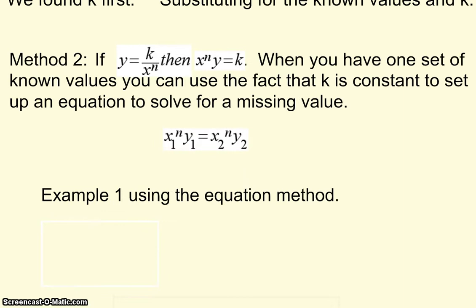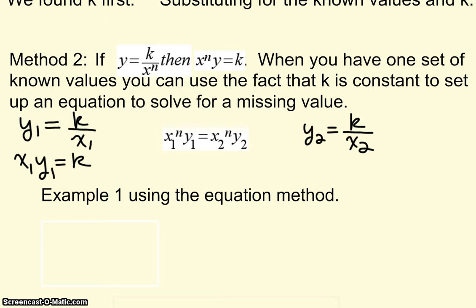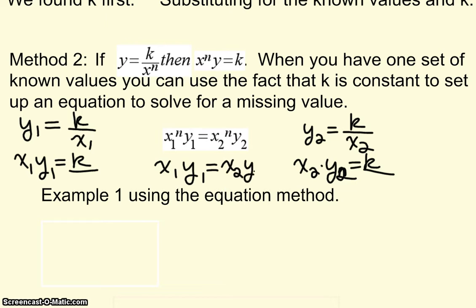The other method is to set it up in the proportional form, and this is again very similar to what we had with direct variation. If you take the basic where you know both values, y sub 1 equals k over x sub 1, and multiply to solve for k, you get x sub 1, y sub 1 equals k. On the other side, if you have y sub 2 equals k over x sub 2, you get x sub 2 times y sub 2 equals k. Since they both equal k, it means they equal each other. So x1, y1 equals x2, y2.